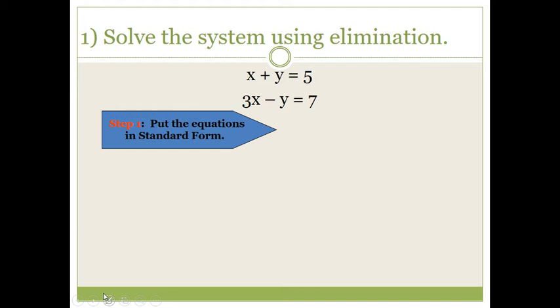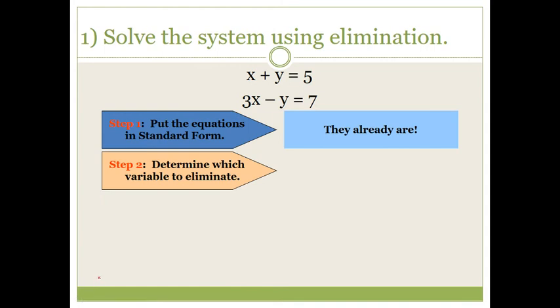X plus y equals 5 and 3x minus y equals 7. Step 1. Put the equations into standard form. Well, in this case, they already are in standard form, right? We got the x and y's on one side of the equal sign in both of our equations. So we get x plus y equals 5 and 3x minus y equals 7. Okay, step 1 is done.